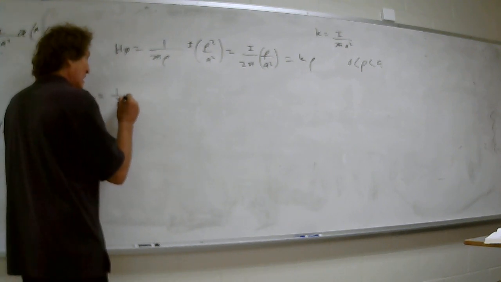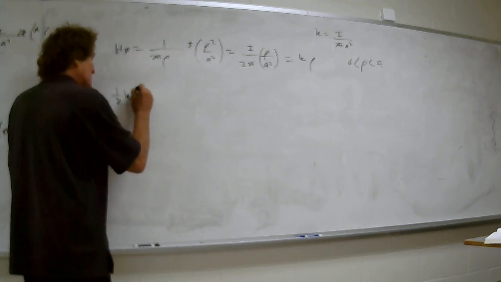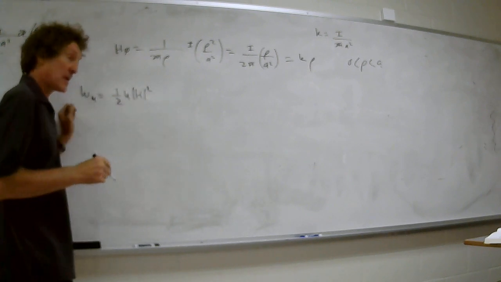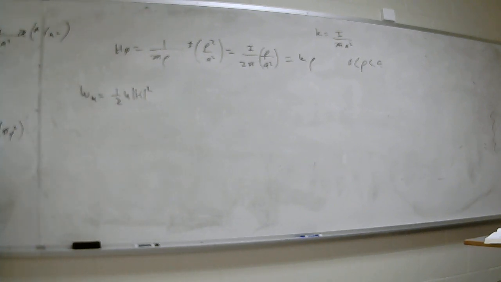One half mu times the magnitude of H squared. Correct, class? Yep.